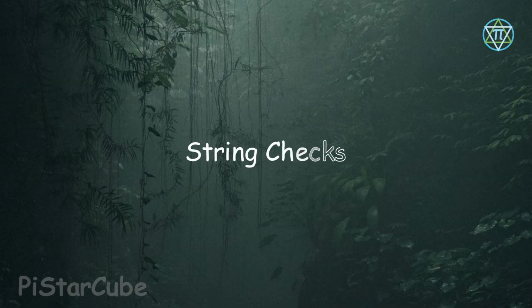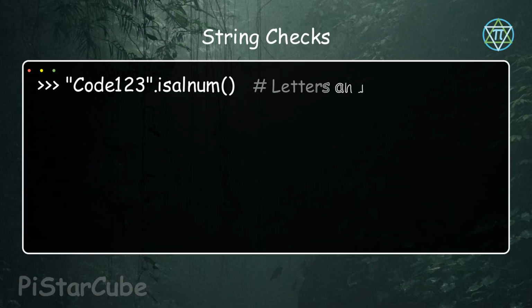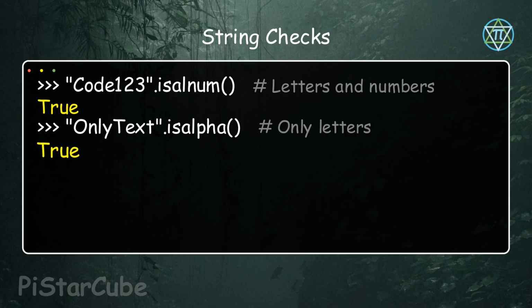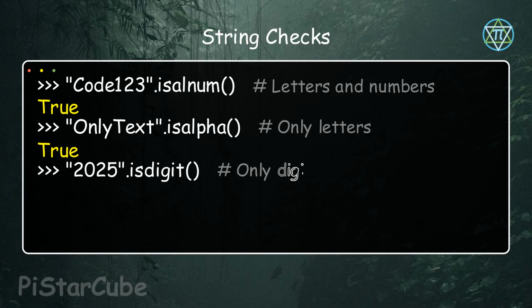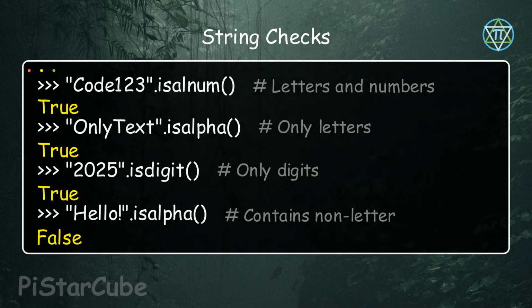Now, let's look at some handy string checks. The isalnum method checks if a string has only letters and numbers. The isalpha method checks if the string has only letters. For example, "text".isalpha() is True, but "hello!".isalpha() is False because of the exclamation mark. And isdigit checks if the string contains only digits, like "2025".isdigit() returns True. These checks are great for validating input or filtering text.